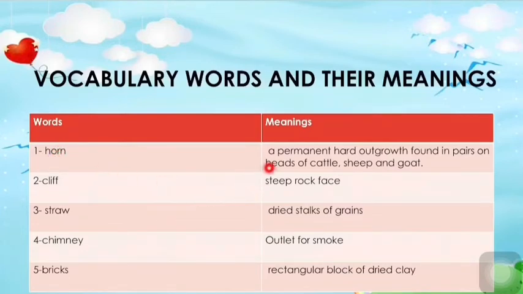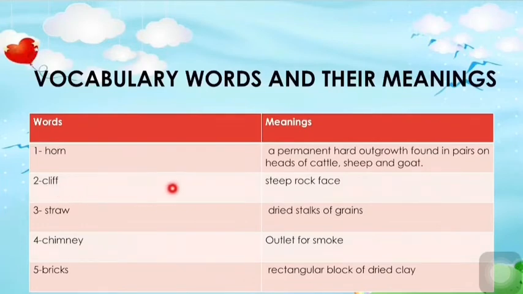Horn. A permanent hard outgrowth found in pairs on the heads of cattle, sheep, and goats. I will read it again. Horn, meaning a permanent hard outgrowth found in pairs on the heads of cattle, sheep, and goats. What is permanent? Permanent means which is present for long, which cannot be reverted, which cannot be removed. It is present forever, on the head of the cattle, sheep, and goat.